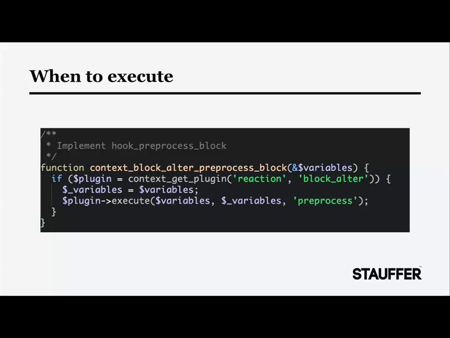But all you have to do is call context get plugin, block alters, my reaction plugin, block alters its name, if it exists, you could pass in variables to it, and you just execute it. So basically all it's doing is it's calling the class, it's setting the class to $plugin, and all I'm doing is calling the function execute in the plugin class.